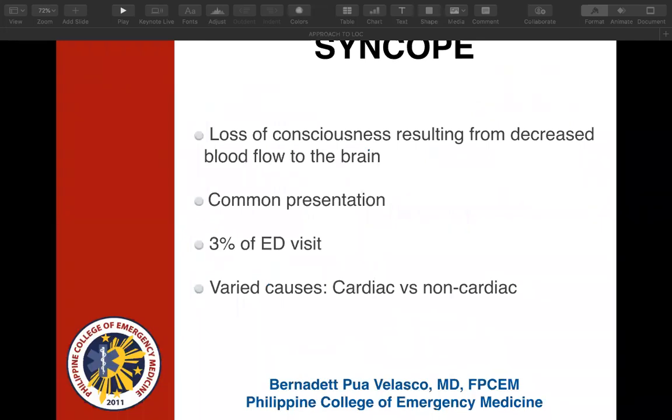Syncope is defined as loss of consciousness resulting from decreased blood flow to the brain, or sudden transient loss of consciousness with a loss of postural tone. It is a common presentation in the emergency department. Approximately 3% of the ED consults are due to syncopal attack. Despite the improved understanding of risk and outcome, consensus of diagnostic approach and disposition remains elusive. So this is probably because of the varied causes of syncope. It could be cardiac in origin or non-cardiac in origin.